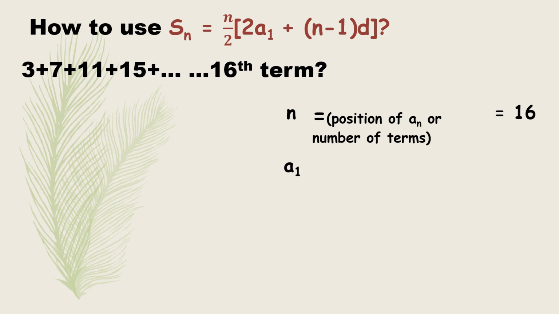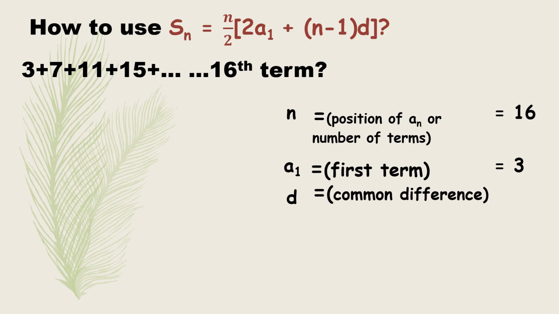Next, a_1, which we all know is the first term. In our example, the first term is 3. Then we have d, which is the common difference of the arithmetic sequence. For this one, d is 4. You can obtain it by subtracting any consecutive terms: 7 minus 3 is 4. That's why the common difference is 4.